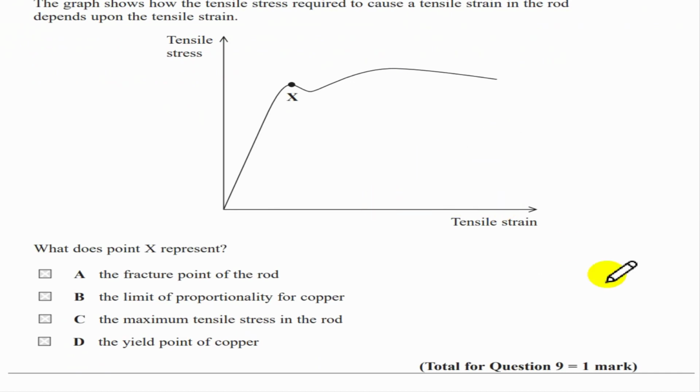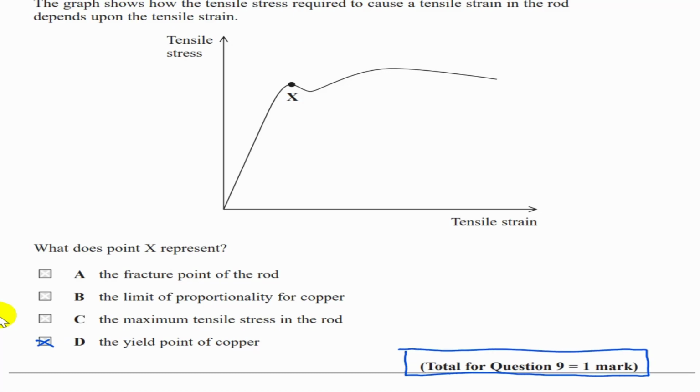X represents the yield point of the copper. So correct answer is D here. Correct answer is D, the yield point of the copper. Total for question 9 equal to 1 mark.